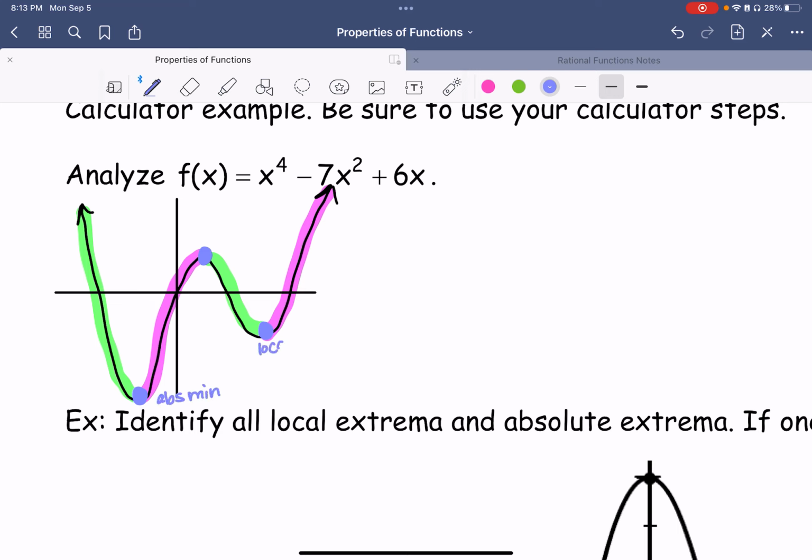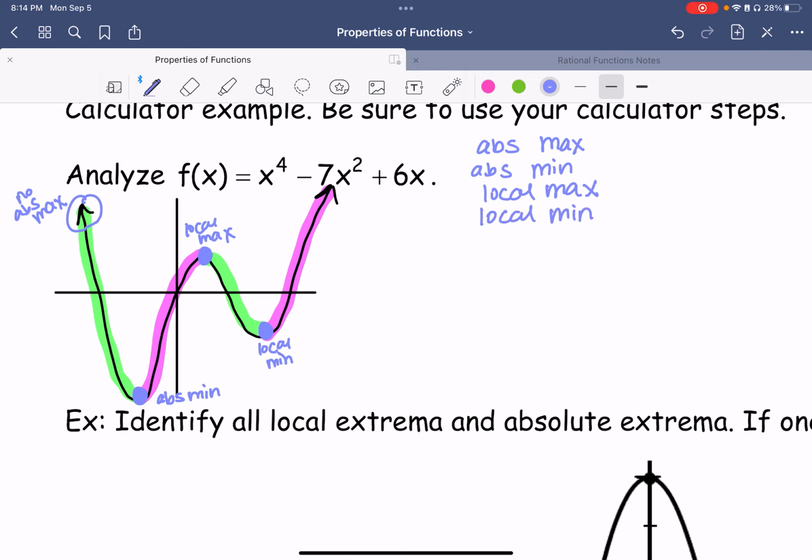This one has to be the local minimum because there's a lower point in that one. Local maximum. No absolute max because of the arrows going up to infinity. Okay, so let me write all of these down. So absolute maximum, absolute minimum, local maximum, local minimum, and then we're also going to write our increasing, decreasing intervals and the constant.